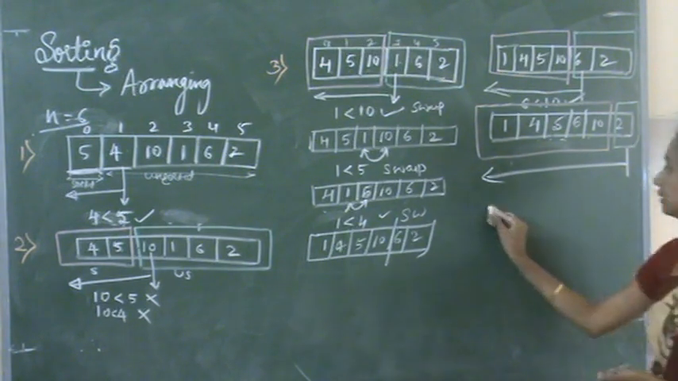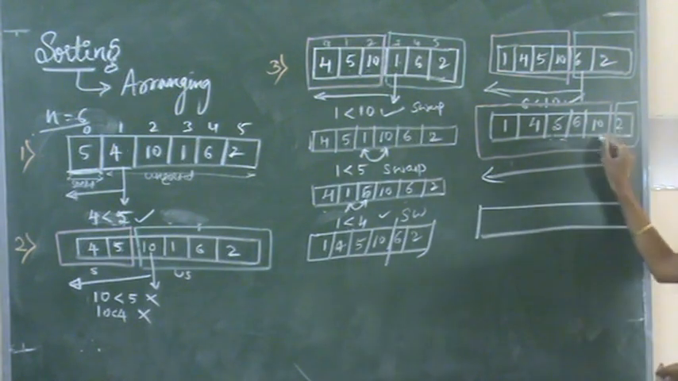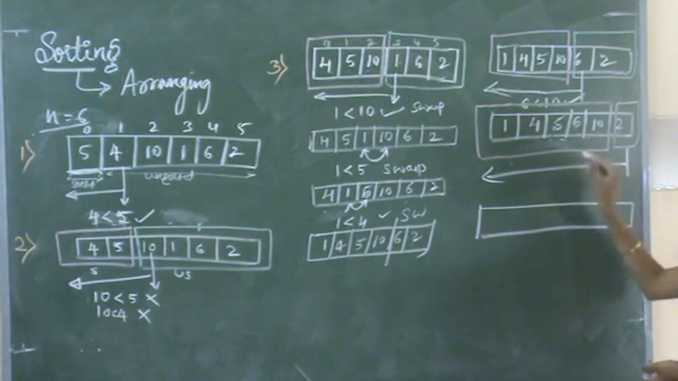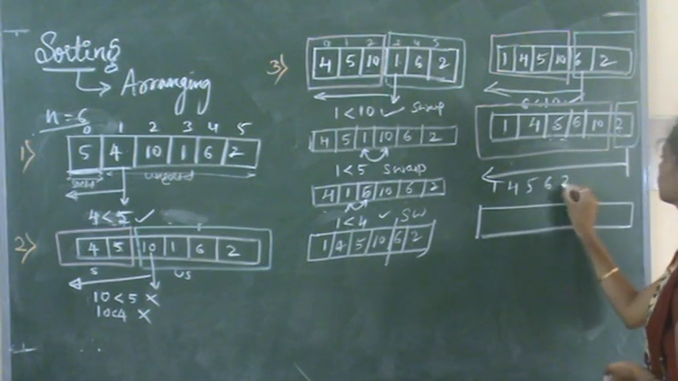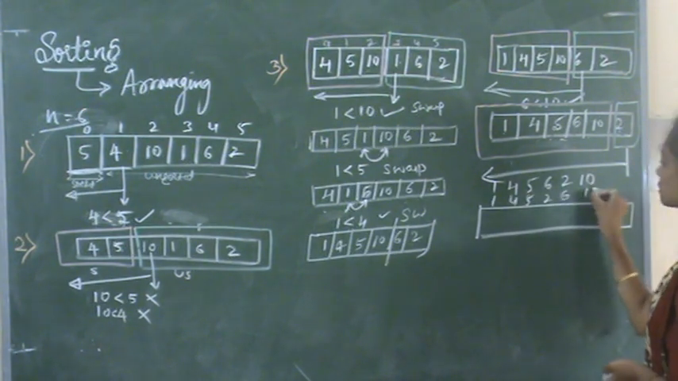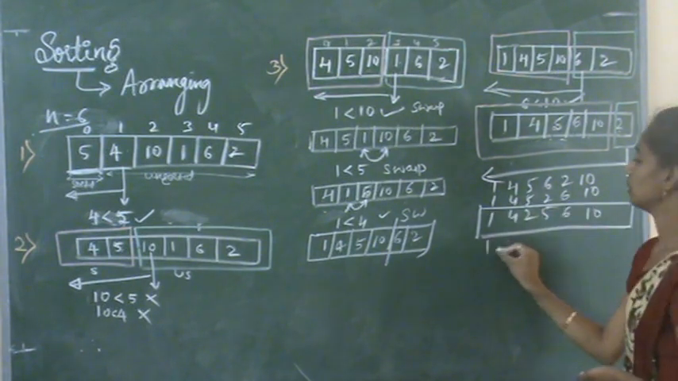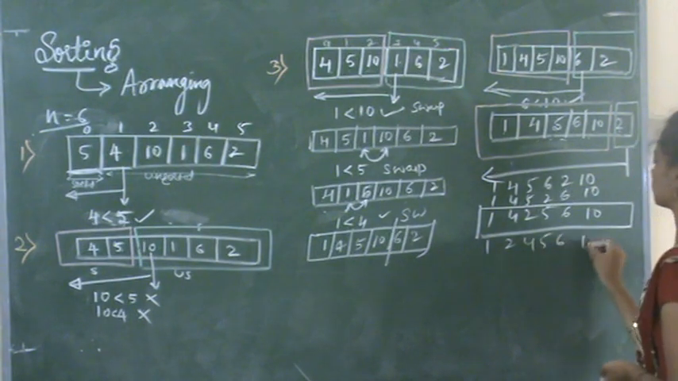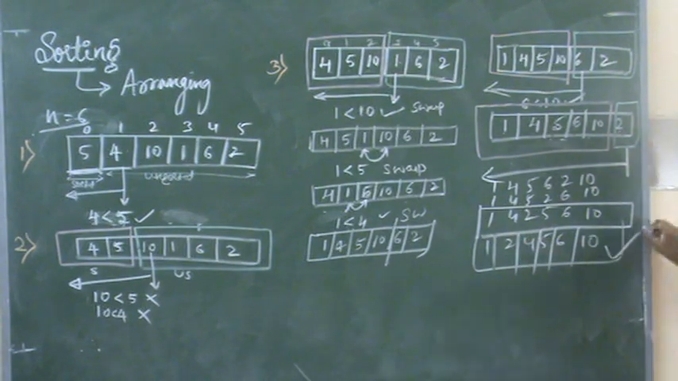So I will write directly the final array. First it will start with the 10. Then the array becomes 1, 4, 5, 6, 2, 10. After that 1, 4, 5, 2, 6, 10. Then 1, 4, 2, 5, 6, 10. Then 1, 2, 4, 5, 6, 10. So this is the final sorted array we will get. This procedure will be repeated for this. So this is the insertion sort.